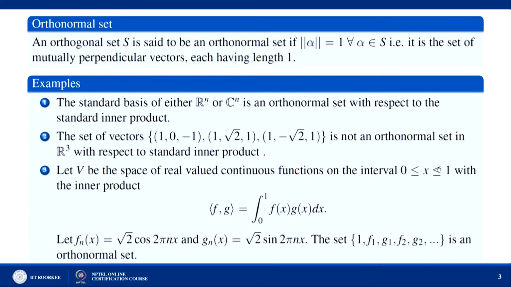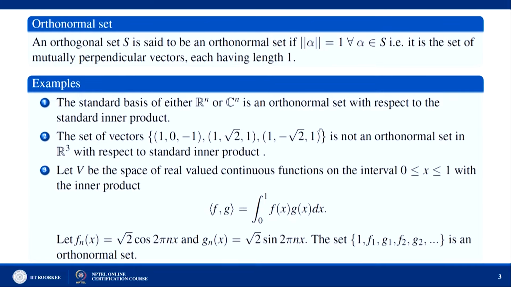Okay. Similarly, if you take the second example, now the second example is not orthonormal. You see, if you take the inner product of these two, it is 1 into 1 is 1, 0 into root 2 is 0, minus 1 into 1 is minus 1, which is 0. The inner product of these two is 0. If you verify the inner product of these two, it is 1 minus 2 plus 1, again 0. If you verify the inner product of the first vector and the third vector, it is 1 plus 0 and minus 1, again 0. That means this set of vectors is orthogonal. Now the norm of this vector is under root 2, which is not 1. That means this set of vectors is orthogonal but not orthonormal.